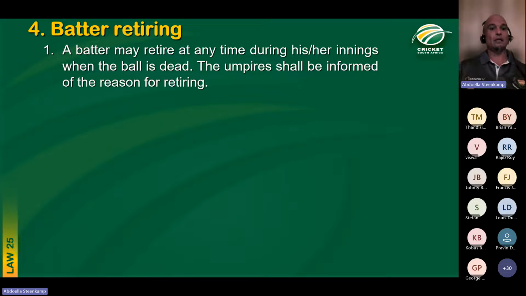When it comes to the batter retiring, the law allows for this. The law allows, yes, a batter can retire at any time. They need to wait for the ball to become dead, and then they can retire. If they do decide to retire, they need to give the umpire a reason for retiring. Why is that reason important?